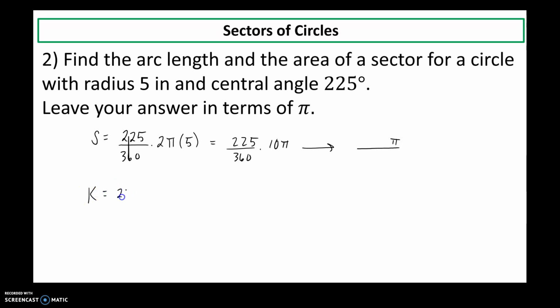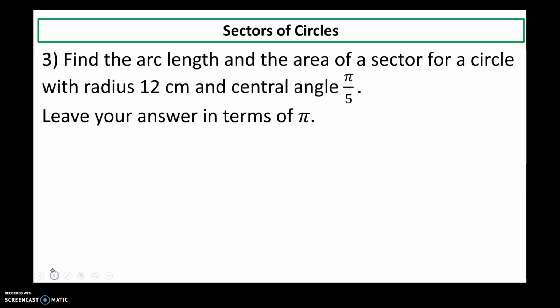Area of the sector, the fraction, the part remains the same, but now we're looking at part of the area of the whole circle, so pi r squared. 225 over 360 times 25 pi. Simplify that for homework. Do these without a calculator. Your quiz will be non-calculator, so simplifying these fractions is a must without a calculator.